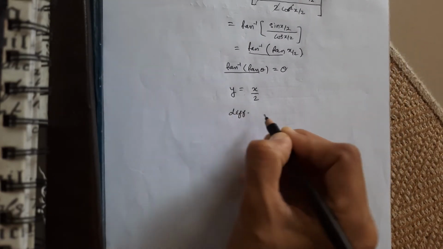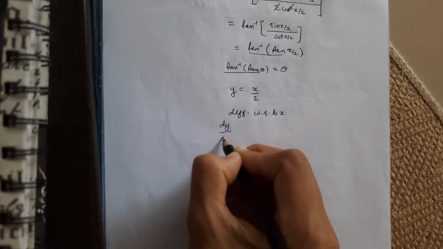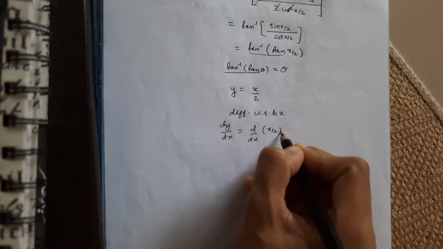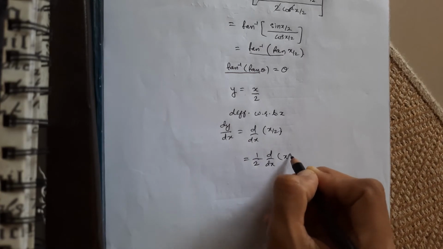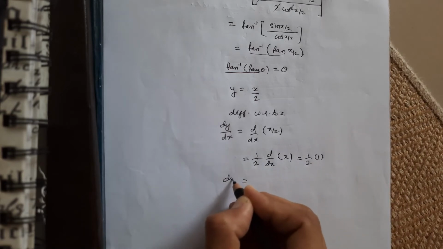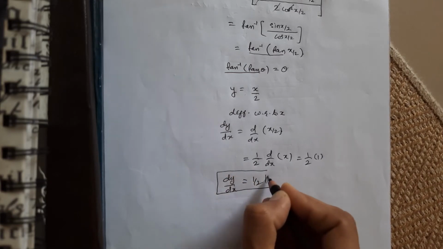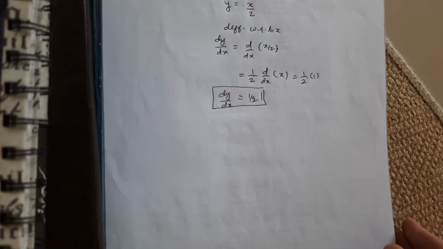I will differentiate with respect to x. So dy by dx equals d dx of x by 2. This 1 by 2 is a constant, so it will come out of the operator, and d dx of x is 1. So 1 by 2 into 1. So the value of dy by dx I get here is 1 by 2. Okay, that's how we solve it. Let's solve one more example, and then I think we are fine to move to the next topic.